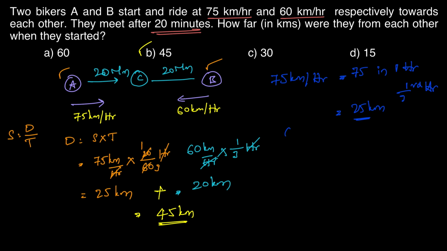Same way, 60 kilometers per hour means 60 kilometers is the distance covered in 1 hour. Then 1/3 hour, what is the distance covered? 60 by 3, it is 20 kilometers. Again, the answer is 45 kilometers.